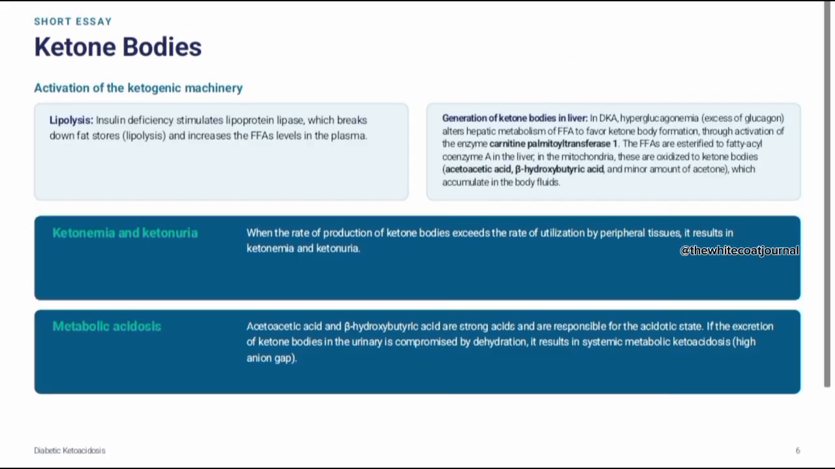But why does the patient form ketones? So this is the important part of DKA. Insulin normally suppresses fat breakdown, but when insulin is deficient, lipolysis increases. The stored fat is broken down into free fatty acids, and these free fatty acids travel into the liver. In the liver, they are converted into ketone bodies. Okay, when the production of ketones exceeds the utilization by the peripheral tissues, ketones accumulate in the blood. This is called ketonemia, and the ketones also appear in the urine, which is called ketonuria.